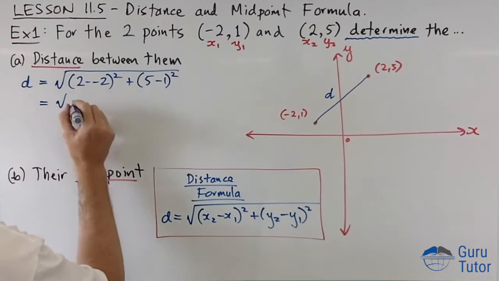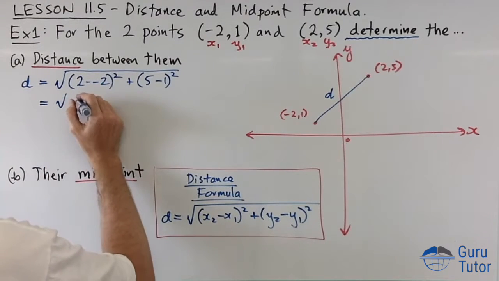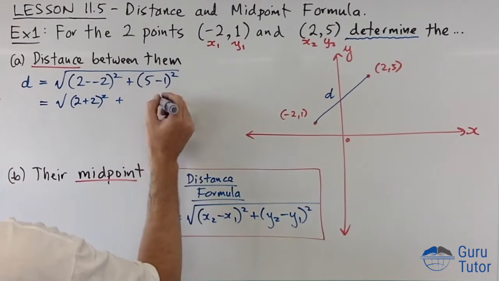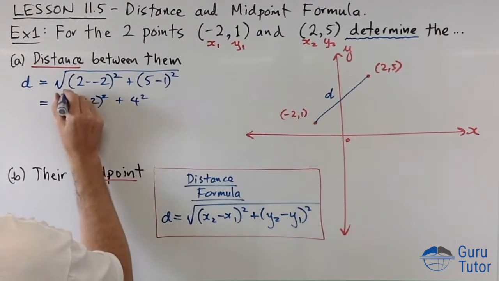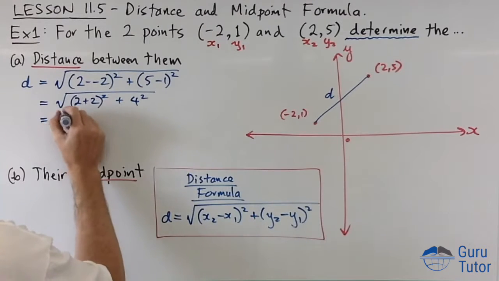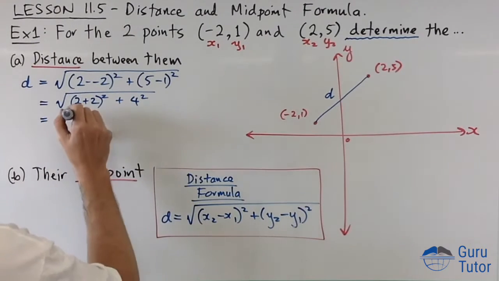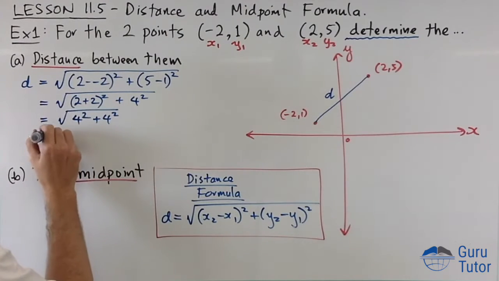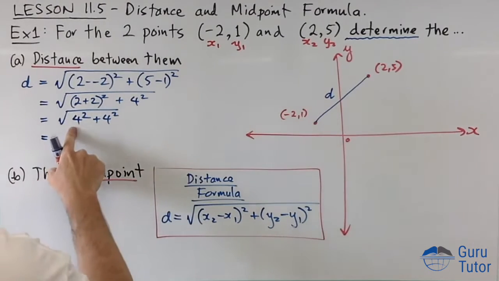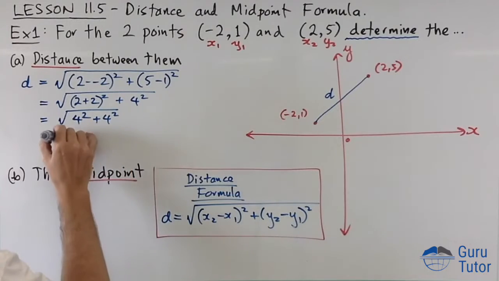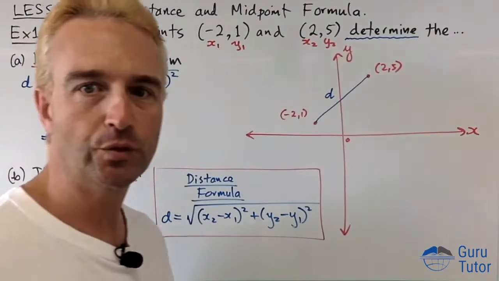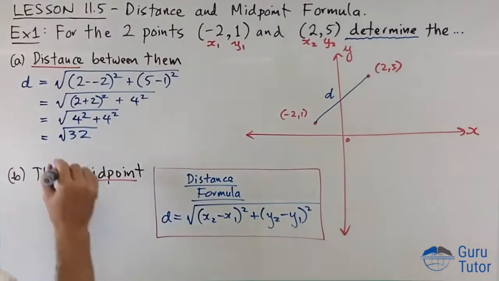I'll do another step here. 2 minus minus 2 is 2 plus 2. I'll do this extra step here. Plus, and 5 minus 1 is 4 squared. So what do we get? Roots. 2 plus 2 is 4, so it's 4 squared plus 4 squared. That is going to be 16 plus 16, right? Which is root 32. Okay, so there it is. D is root 32, but no, this can simplify.